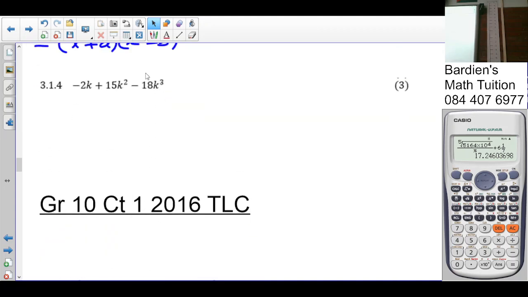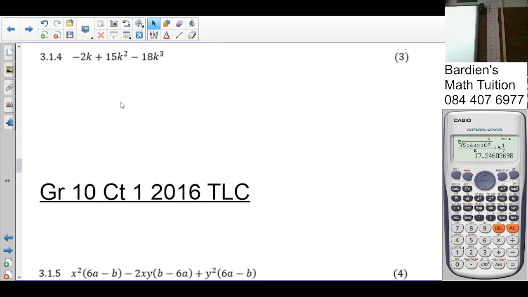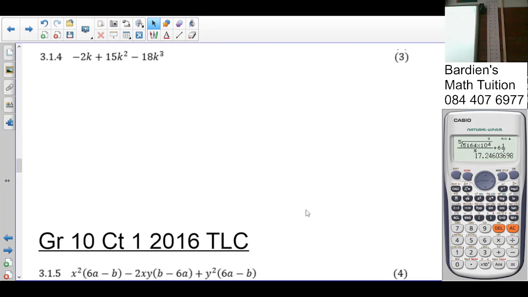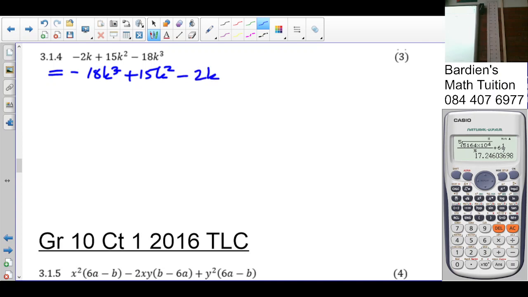Let's look at the next one. 3.1.4, many ways of doing this. You can rearrange first. So that's negative 18k squared plus 15k squared. The sign of the cube, sorry, is squared minus 2k. The sign didn't change yet, only when you take it over there, equal sign. As you can see, negative k is a common factor. I'm left with 18k squared minus 15k minus 2.